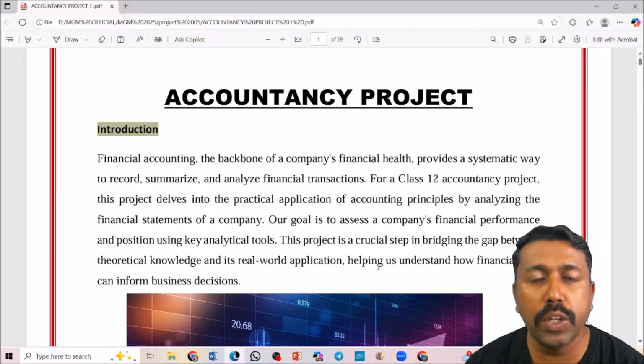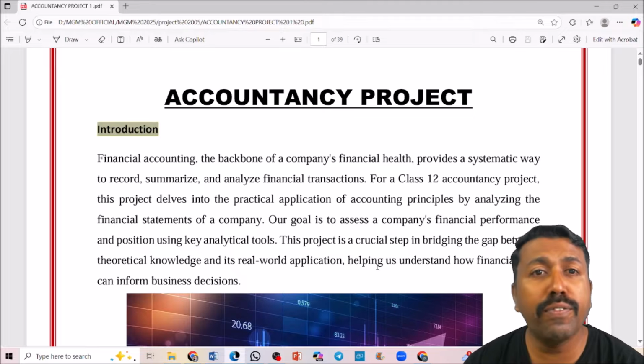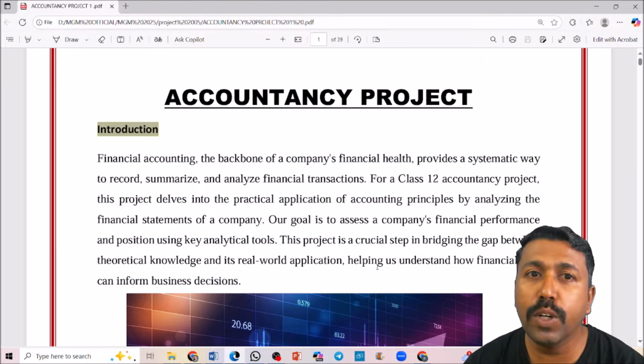Watch the entire video. Before moving to the project, you know very well we have four different areas to finish the project. The first one is comparative and common size statement. Another area you can finish is segment analysis, and also you can finish a project with the accounting ratio and cash flow. So four important areas. You can watch the entire video to get the systematic steps included in the preparation of the project.